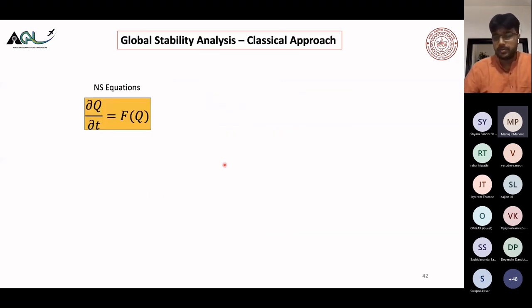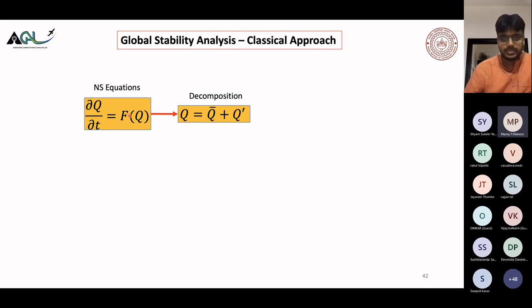And how do you perform the stability analysis? You can write the Navier-Stokes equation in a very compact form like this: partial q by partial t equal to f(q), right? So f is basically all the convective term and the viscous term, the pressure gradient term, everything on the right side. And then you put a small perturbation. The way stability analysis works is you have a flow and put a perturbation on top of that and see whether the perturbation is growing or decaying. If the perturbation is growing, then the flow is unstable. If the perturbation is decaying after some time, then it is stable, right?